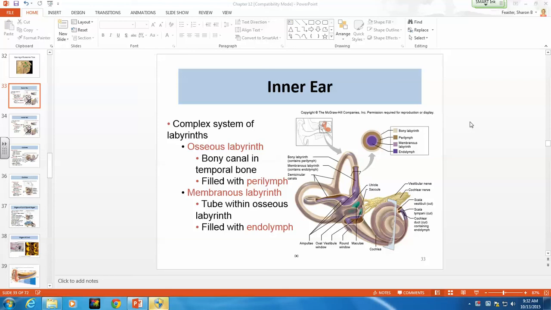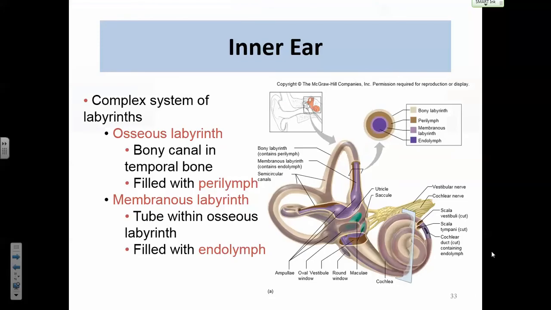Okay, now we're going to finish up on the ear and the hearing aspect of it. And then the last thing we'll do today is look at equilibrium, which is another sense located at the ear. But anyway, we've done the outer ear, we've done the middle ear. Now we're going to look at where the receptors are actually located, and that's in the part of the ear called the inner ear. And it is a pretty complicated organ structurally.